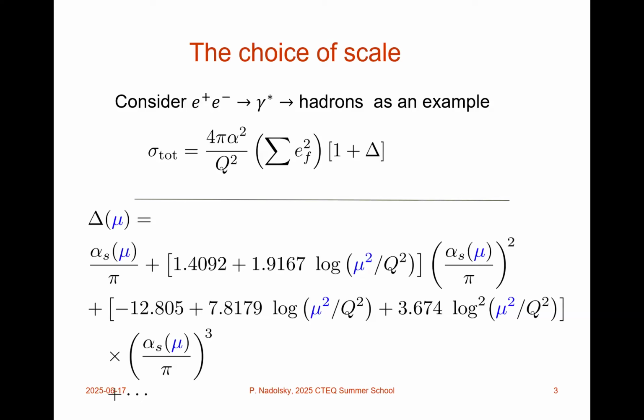So therefore, generally speaking, what you would expect is that if you go to high orders, these coefficients can even grow. And so you have basically a competition between the smallness of alpha S and the growth of these coefficients, okay?